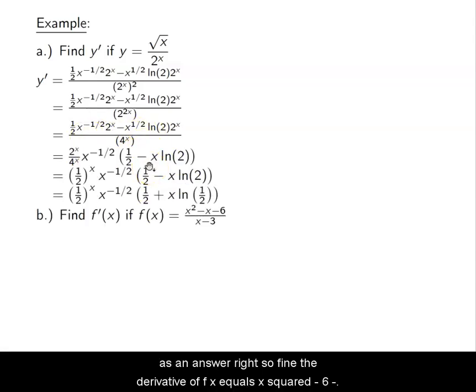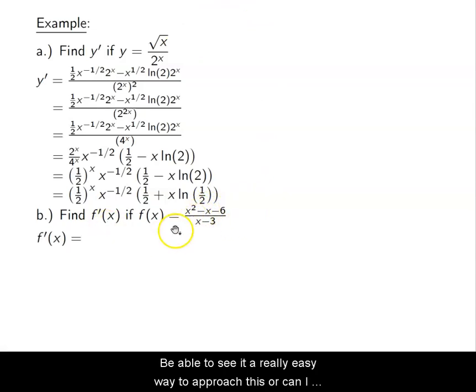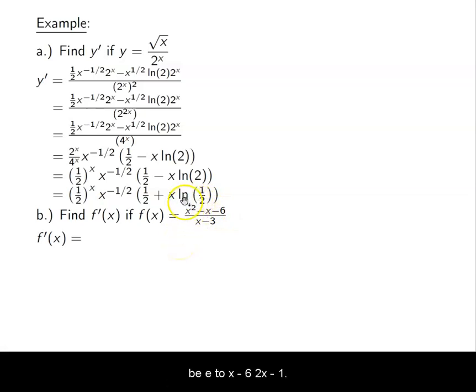Right. So find the derivative of f of x equals x squared minus 6 minus x squared minus x minus 6 over x minus 3. So this is pretty straightforward, a lot easier than the previous. So here there's actually, if you're able to see it, a really easy way to approach this, but we're going to just go ahead and differentiate anyways. So I'm going to differentiate the numerator. So that's going to be 2x minus 1. Leave the bottom function alone, so just x minus 3.